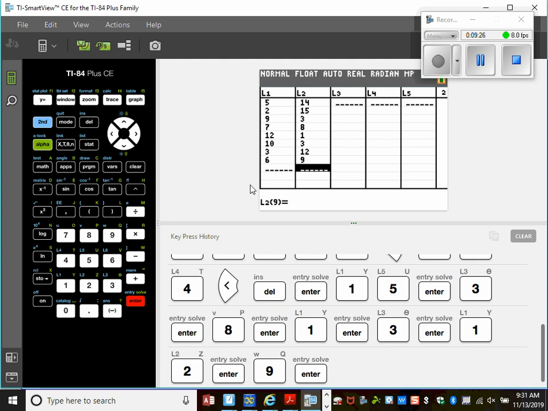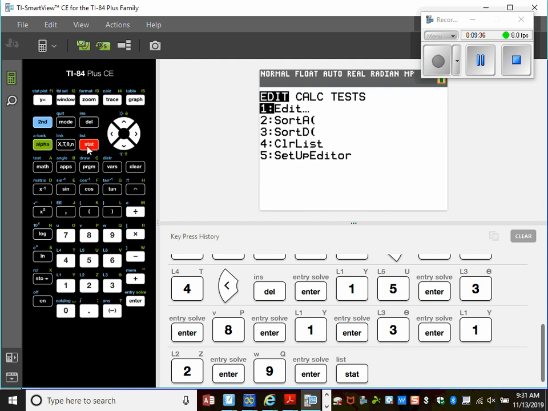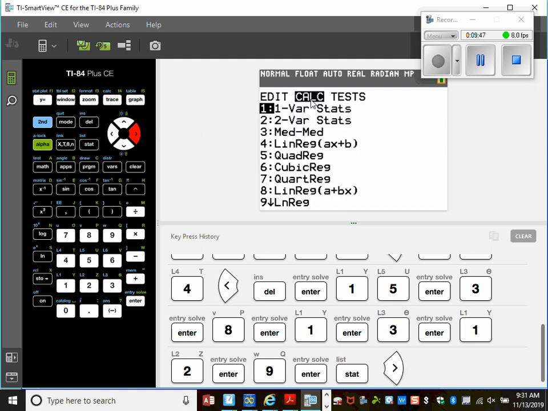All right, so after that, everybody look at step 2. Step 2 says press stat. And then to get to calc, okay, everybody pay attention. See how calc is right here? Once you press stat, you have to arrow over to calc. Everybody just press the right arrow. You should be here.